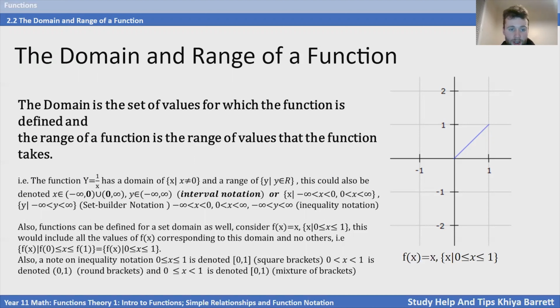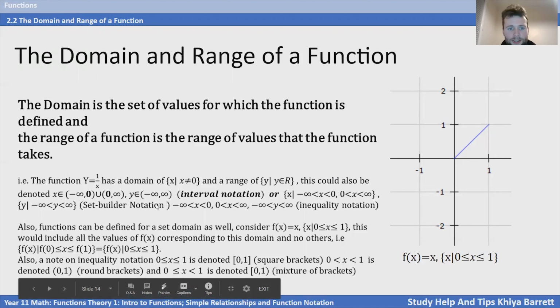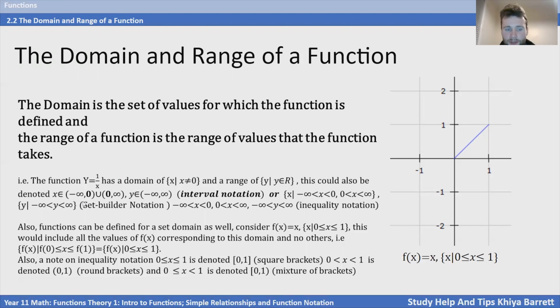Now, I've got some notations here. So you see this notation with the round brackets. We've got round bracket, negative infinity, comma, infinity. And then we've got the union sign, and then we've got 0, comma, infinity.